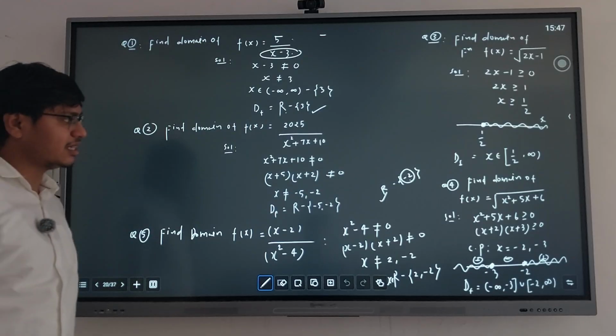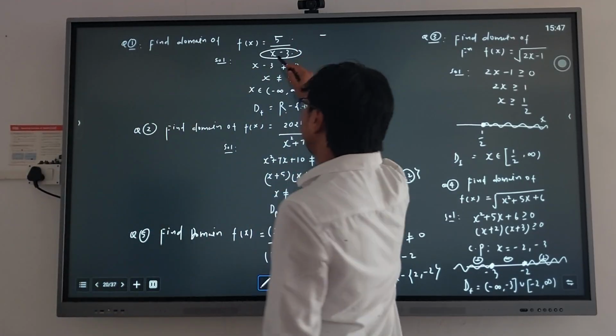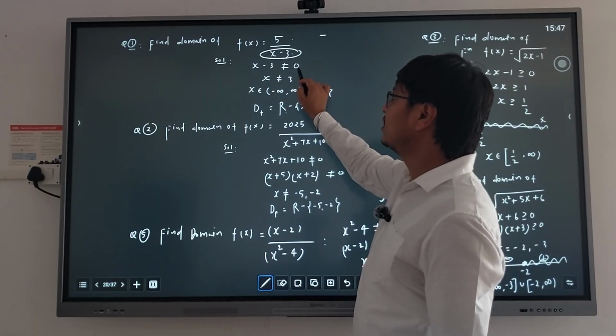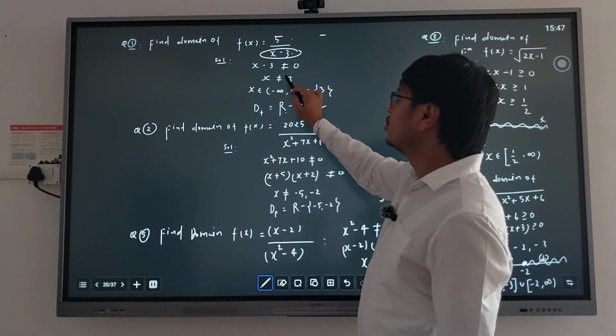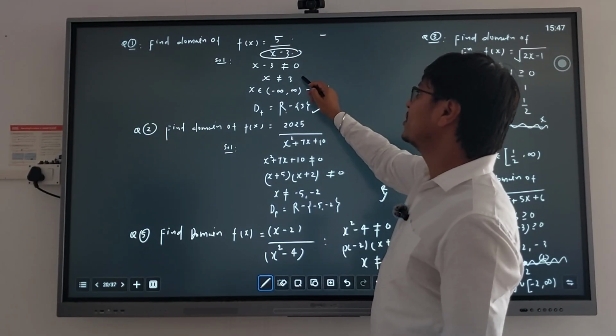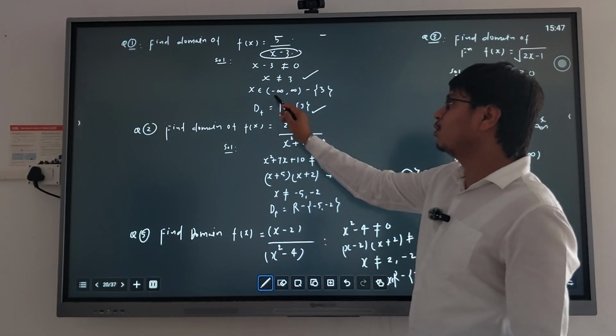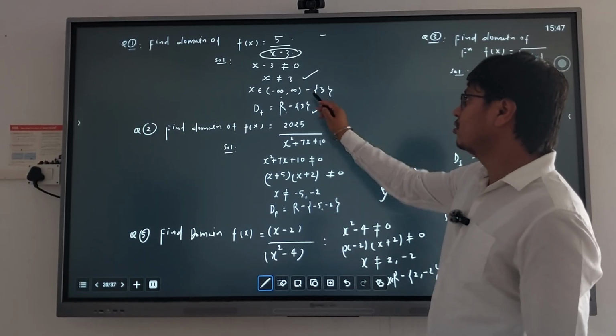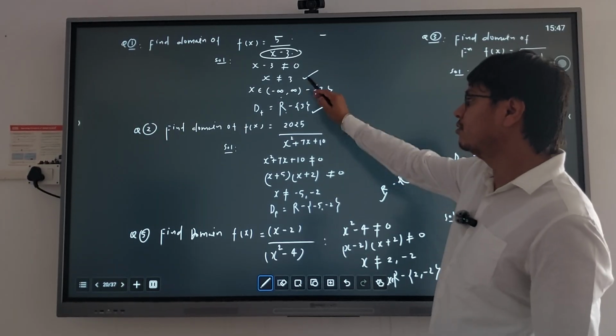Let us take some examples, like 5 upon x minus 3. We know that the denominator can never be 0, so x minus 3 is never equal to 0, so x is never 3. This function is valid for all values of x but can never be equal to 3. So x belongs to minus infinity to plus infinity but never equal to 3. So reject the value 3.